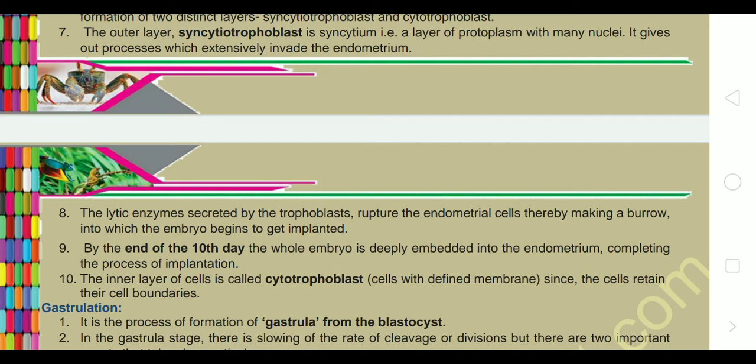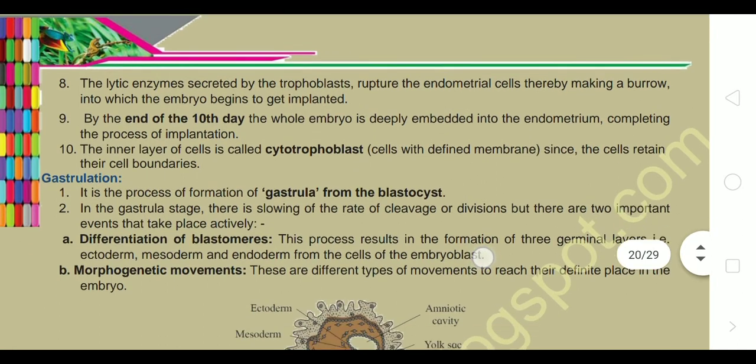The inner layer of cells is called cytotrophoblast, that is, the cells with defined membrane. These cells retain their cell boundaries.